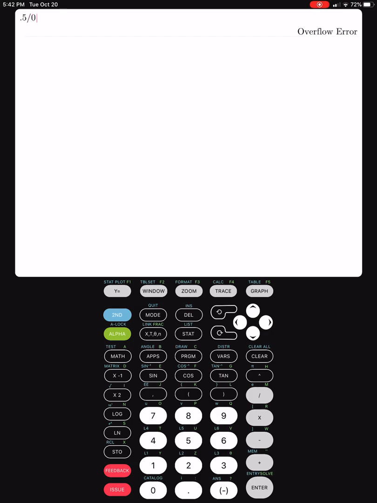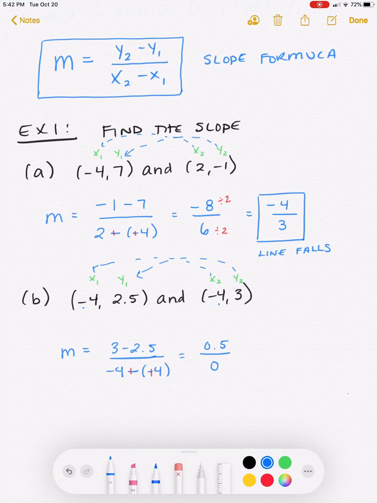Now my calculator says overflow error. That's only because I don't exactly have a Texas Instruments calculator on my iPad. Your calculator says error, divide by 0. But the point is that we all get an error. So we can't leave it like this. We need to state the type of slope that we have.